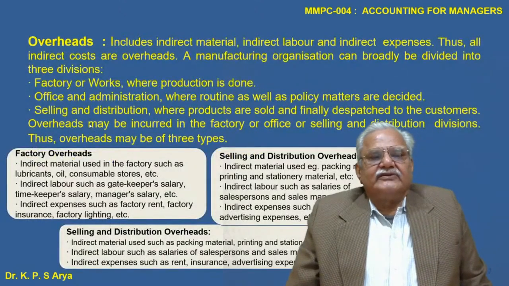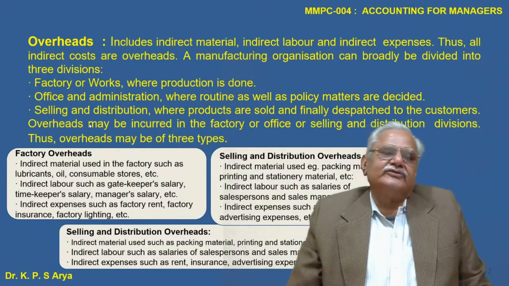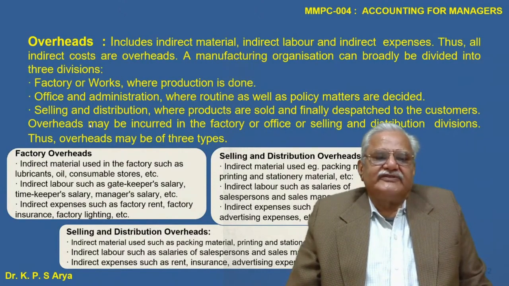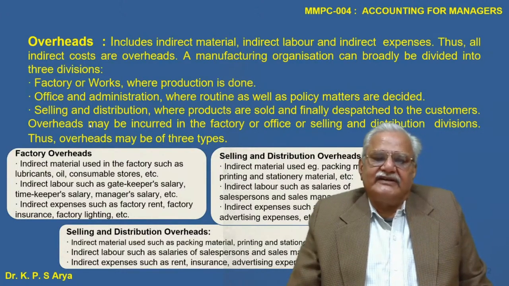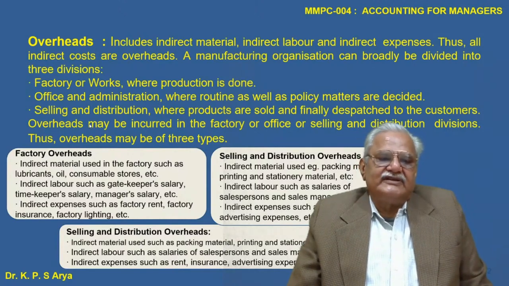Overheads include indirect material, indirect labor, and indirect expenses. These indirect costs are overheads, as a manufacturing organization can broadly be divided into three divisions: factory, office, and selling. Factory is where production is done, office and administration is where routine as well as policy matters are decided, and selling and distribution is where the products are sold and finally dispatched to customers. Overheads may be incurred in the factory, office, and selling and distribution divisions. Thus, overheads may be divided into three.